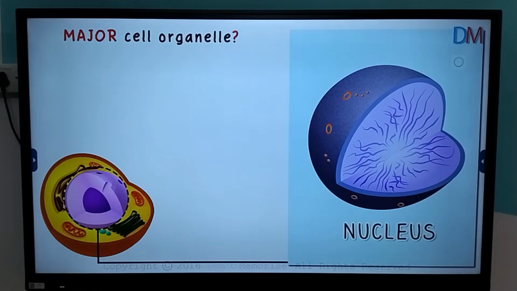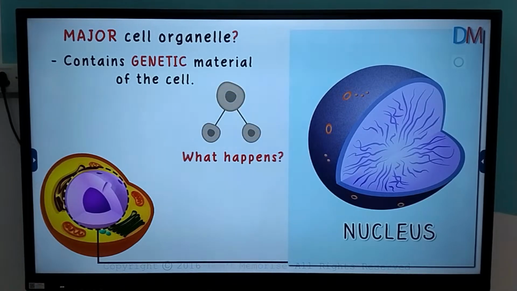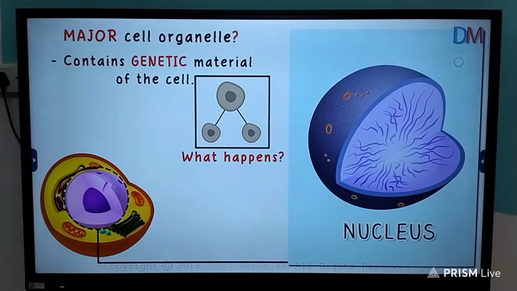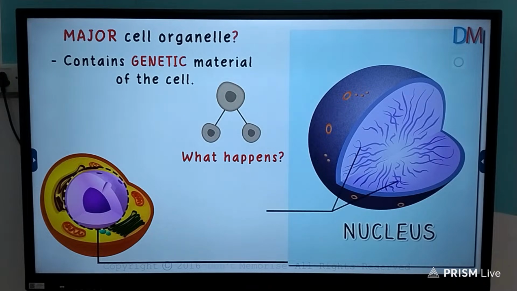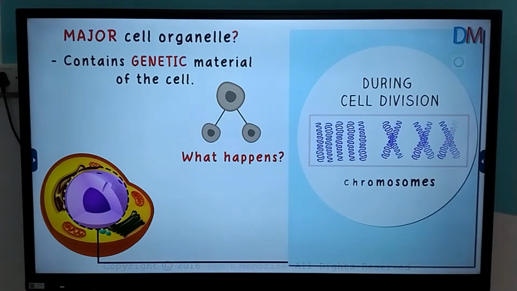Why would I call it the major cell organelle? The nucleus contains the genetic material of the cell. When the cell decides to form new cells, do you know what exactly happens? In cellular reproduction, the nucleus plays a very important role. Inside the nucleus, can you see the thread-like entangled structures? They are the chromatin fibers enclosed within the nucleus. Chromatin fibers during cell division get organized and form rod-shaped structures. These are called chromosomes.